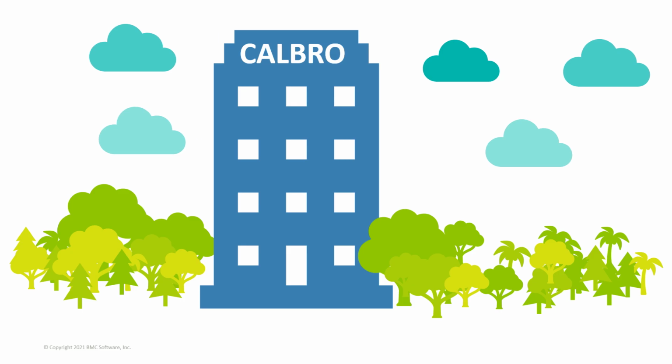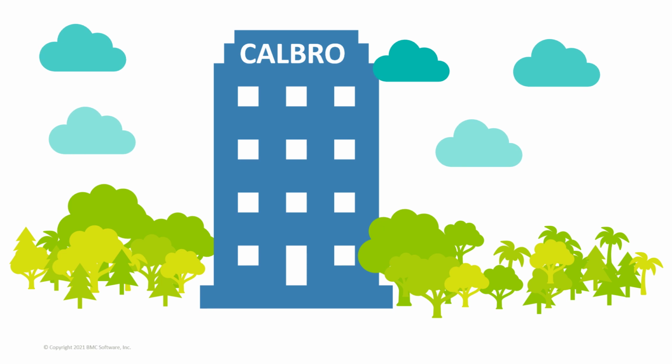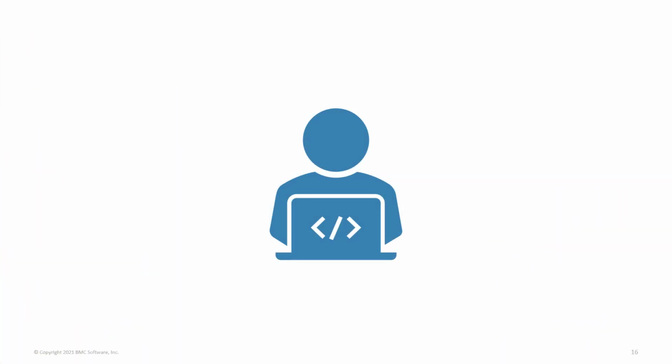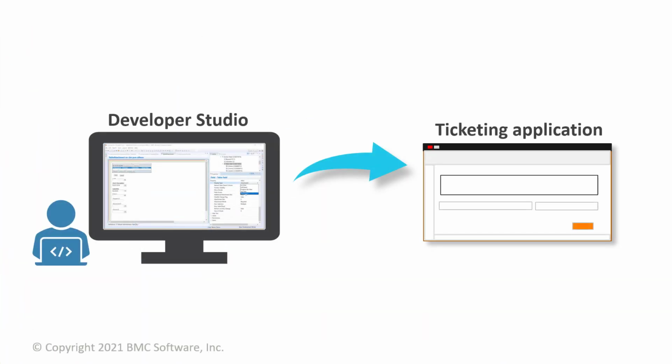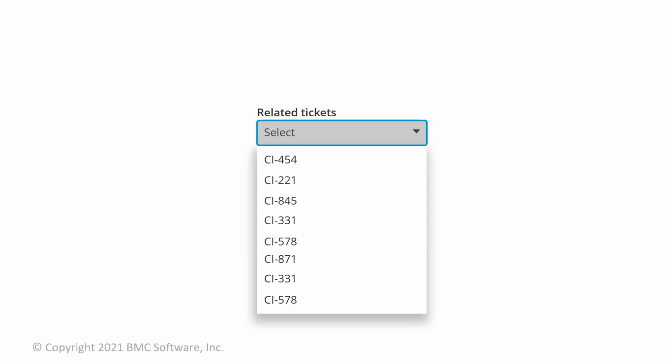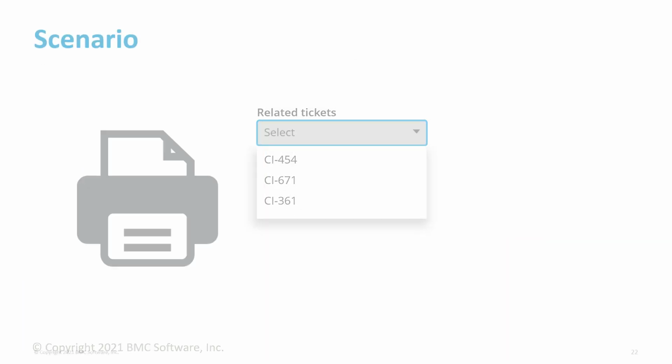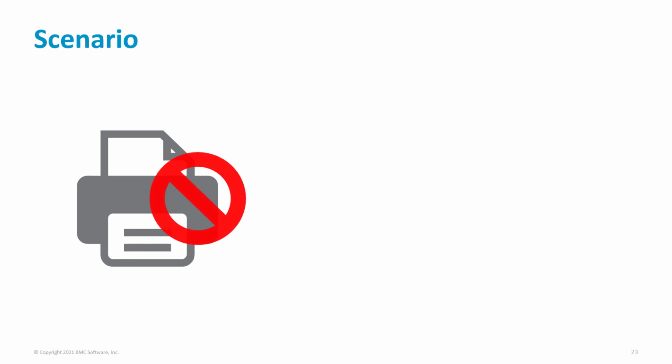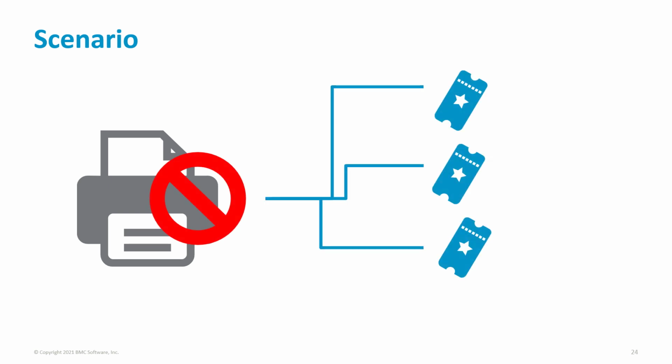To understand the scenarios where we can use these properties, consider the example where Seth, the Remedy developer at Calbro, wants to create a ticketing application. In this application, he must create a list which varies according to the situation. When a ticket is raised for a printer that is having issues, he wants the service desk application to display a list of similar tickets that may be duplicates.